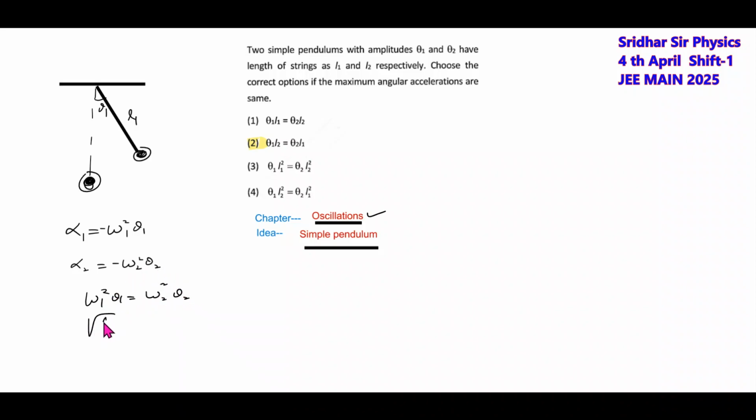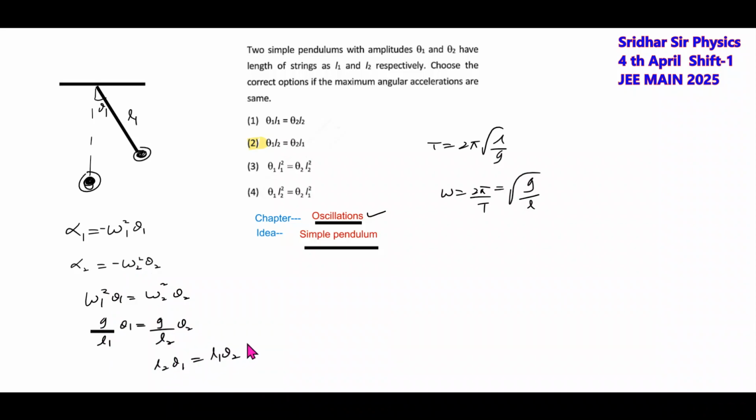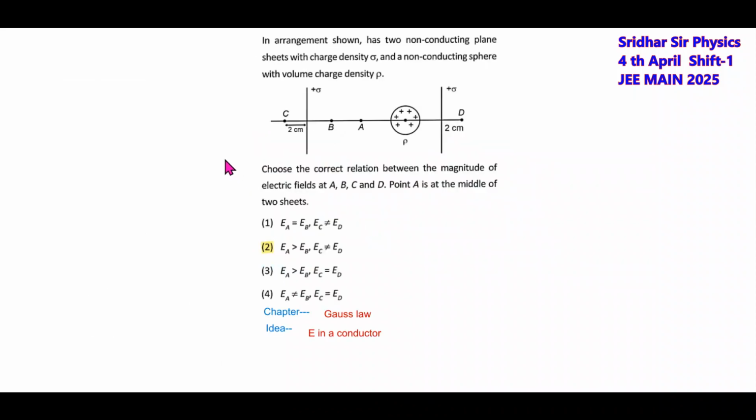What is omega 1? Omega 1 will be root of G by L1, and omega 2 root of G by L2, because the time period of a pendulum is given by 2 pi root L by G. Then omega we define as 2 pi by T. So omega, the angular frequency, should be root of G by L. So this will become L2 theta 1 equals L1 theta 2. And that's just a small idea of the simple pendulum. We'll move to the next question.